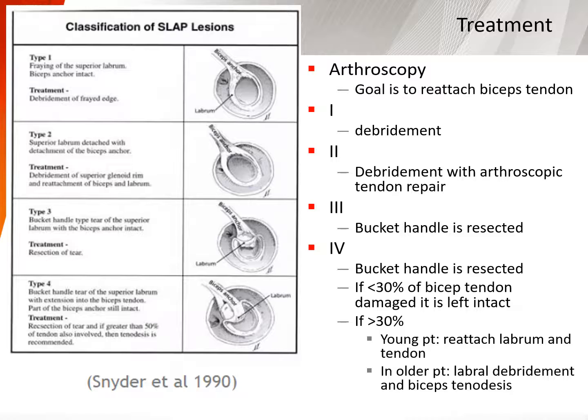Type 1 tears tend to be managed with debridement alone. Type 2 tears require the addition of tendon repair. Type 3 and 4s require the bucket handle tears be resected. Type 4 necessitates that the biceps tendon be addressed. Typically, if less than 30% of the tendon is damaged, it can be left intact. If more than 30% is affected, it should be reattached in a young active patient in comparison to tenodesis in the older patients.